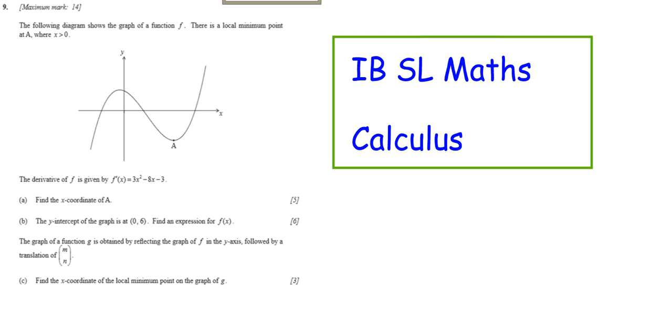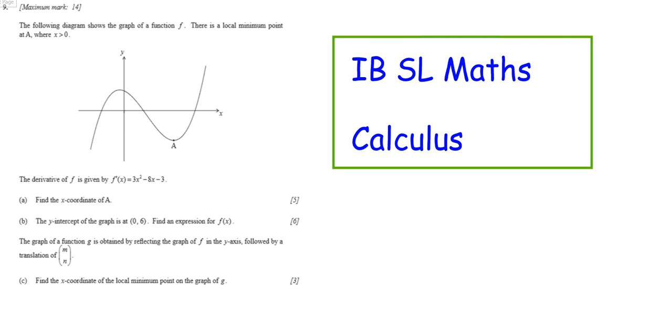There is a local minimum point at A, and if you have a look at the curve here, you can see A. This is a cubic graph by the shape. The derivative of f is given by f dash of x equals 3x squared minus 8x minus 3. Okay, so this is worth 14 marks altogether and it's over 3 parts.